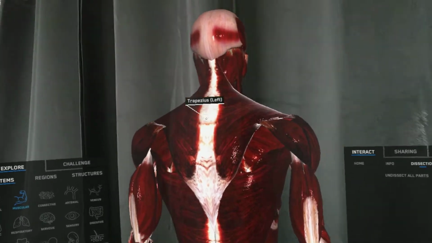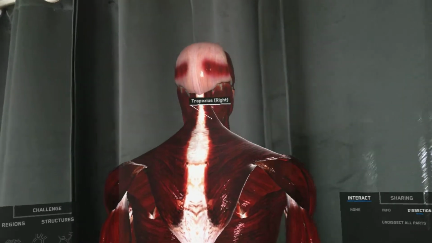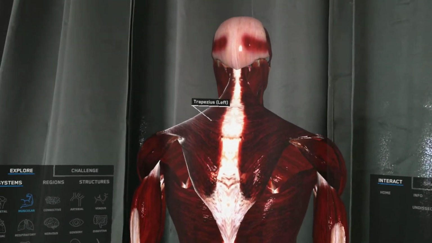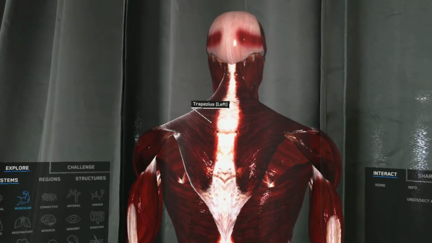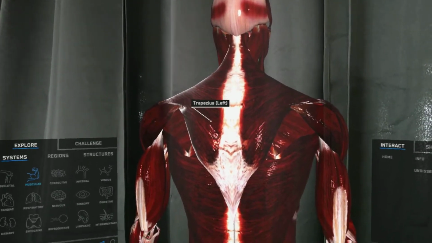Hi, today we're going to talk about the back muscles, the upper back and the lower back muscles. So first, let's talk about the upper back muscles here. The largest of them all is called the trapezius muscle. As you can see here, the trapezius is the superficial muscle that encompasses the neck and the upper back area.